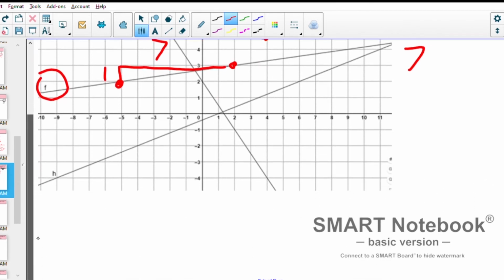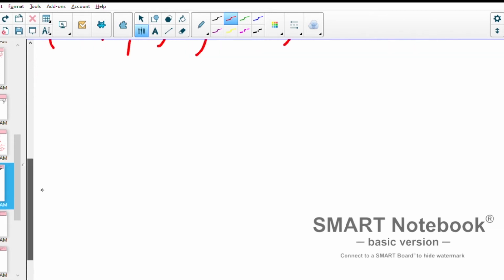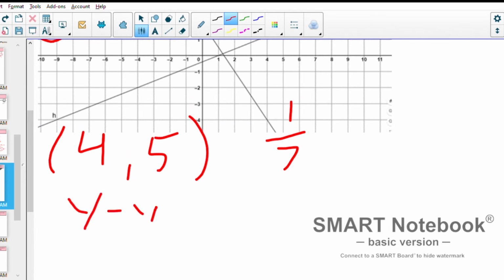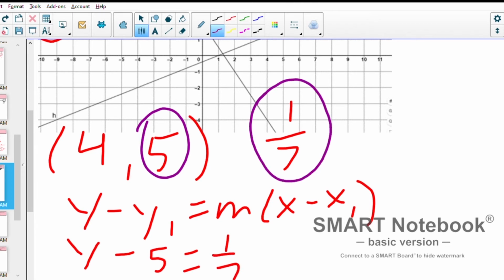So our point is 4, 5. And our slope, because we're parallel, is 1/7, like our line before. So we're going to do y minus y1 equals m times x minus x1. So we have y minus our y value, which is this 5 right here. So y minus 5 equals 1/7 is our slope. We saw that earlier when we found the slope of the other line. And then we have x minus our x value, which will be that 4 right there.